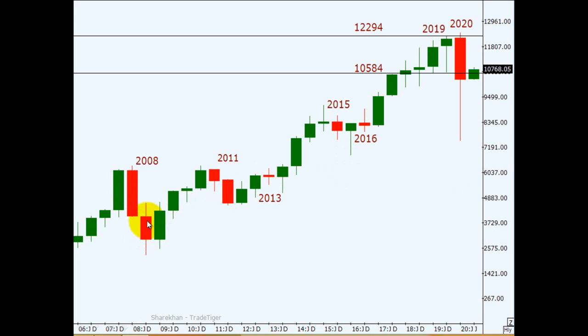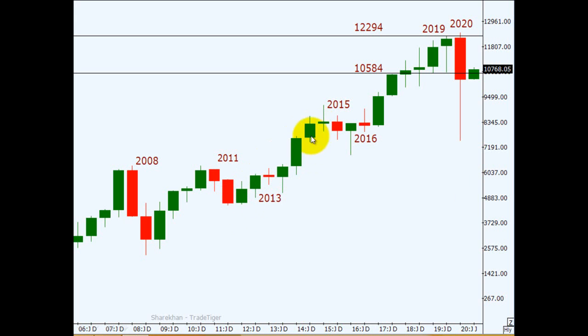So in 2008, FIIs sold. You can see the selling pressure here. Again, what has happened in 2009 and 10? There is buying by FIIs. Again in 2011, you can see the selling of FIIs in the market, whereas in 2013, again DIIs have bought. There is again a small selling till 2014.